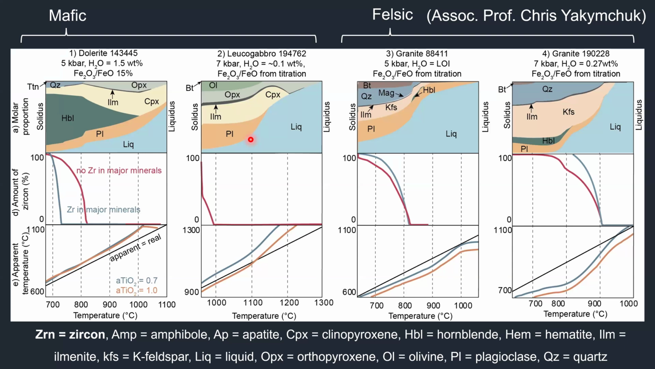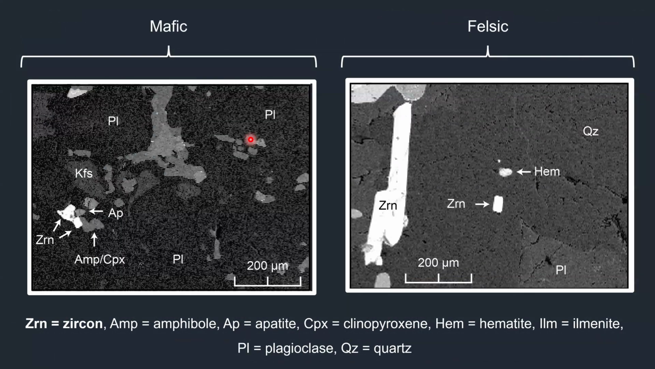So what does this look like? In addition to these phase equilibrium models, we also could get backscattered electron images and TEMA analysis of these billets. We see in our felsic rocks these very large, elongated zircons surrounded by felsic minerals. But in our mafic rocks, our zircon are typically quite small and found in interstitial spaces. Here, they're associated with amphibole and pyroxene.